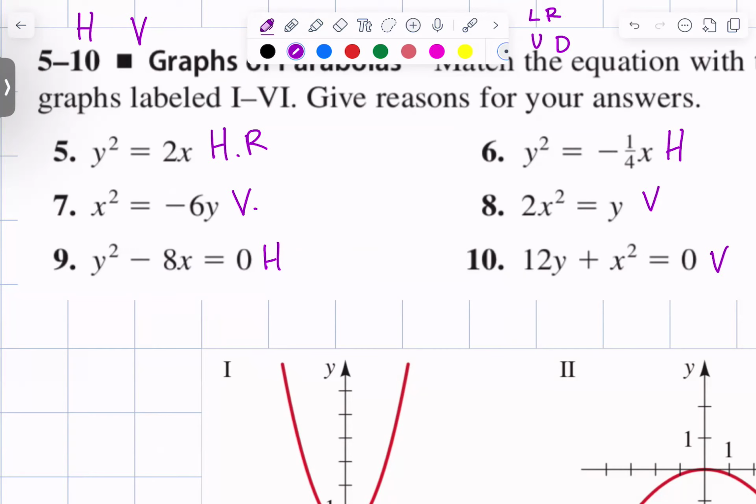Down. You know what? I'm just going to draw it. Going to open up that way. Going to go open up, down. How about number 9? Left, right, up, or down?